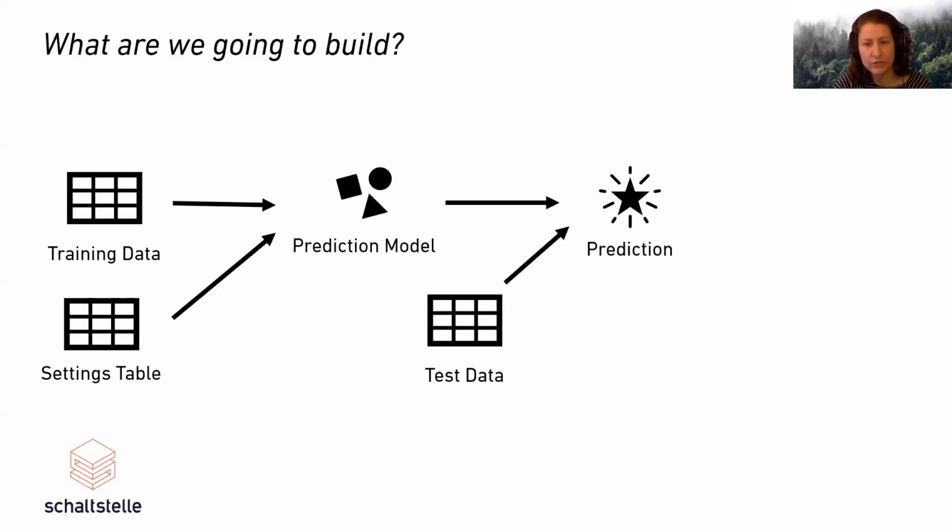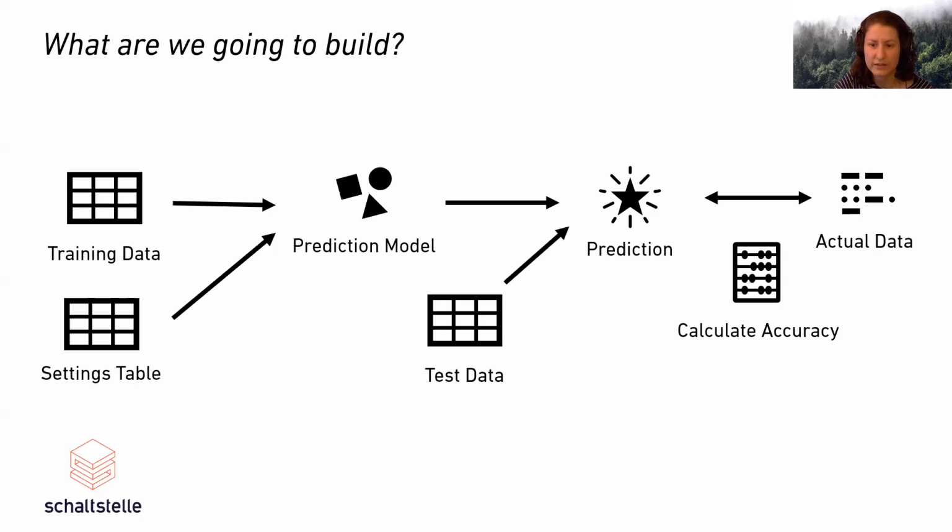So with the prediction model and the test data set, we are going to make the prediction. It is then possible to compare the predictions to the actual data. That would be the target value that was removed from the test data set, between the prediction and the actual data. And the results show us then how accurate our prediction is.